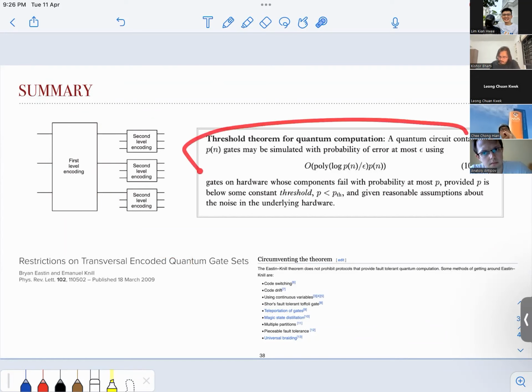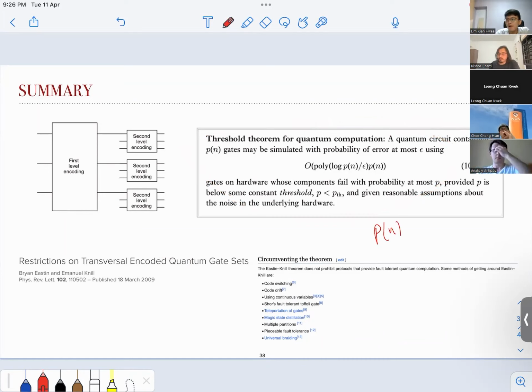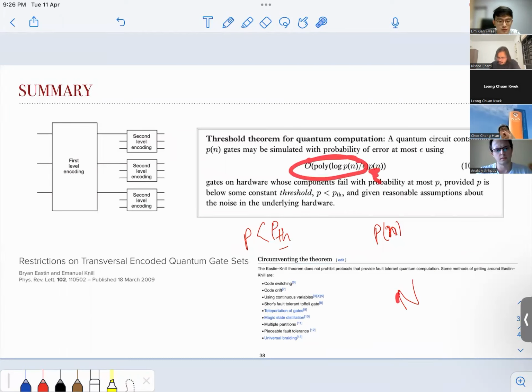And there was this beautiful theorem called the threshold theorem, which says that if every component of your circuit has a failure probability below some threshold, and you have a circuit with polynomially many, say N, components, then you do not require too many gates to achieve any desired accuracy. You only require N times this polylogarithmic overhead, which is not large, right?